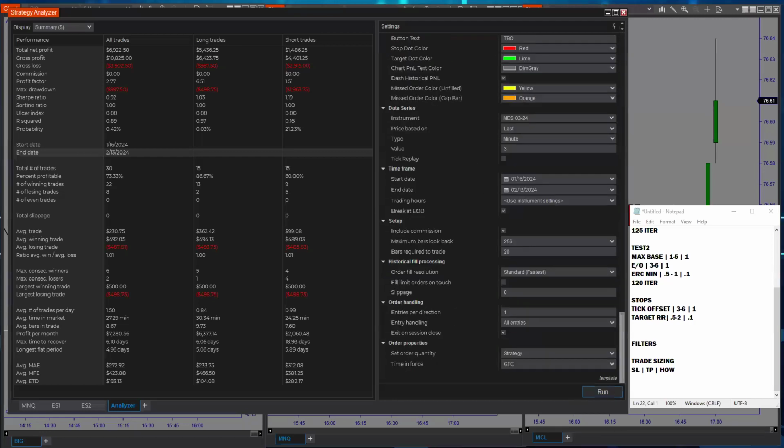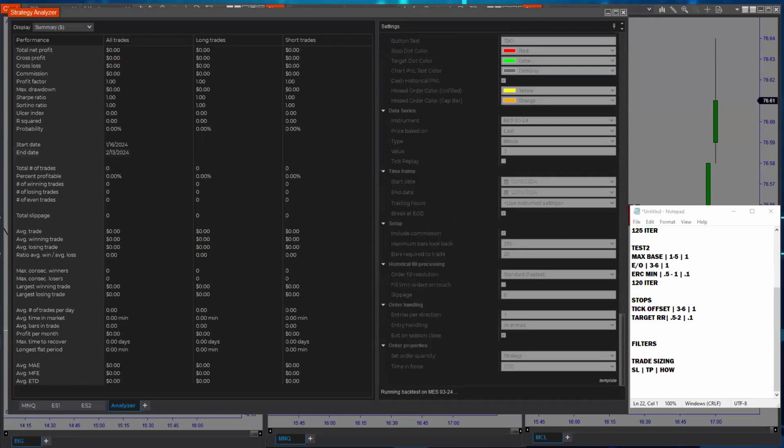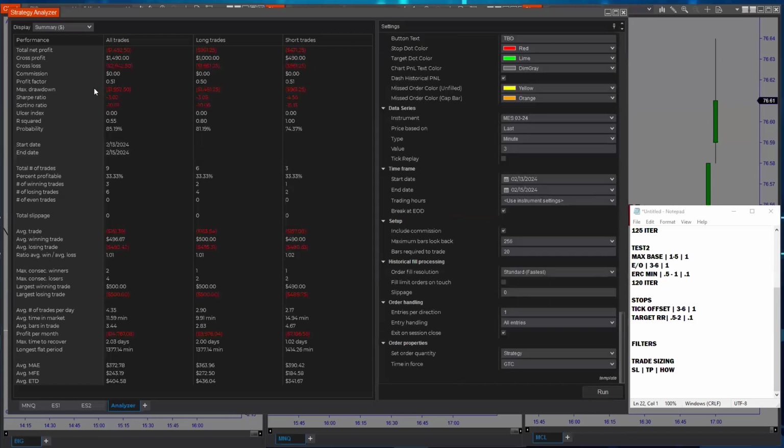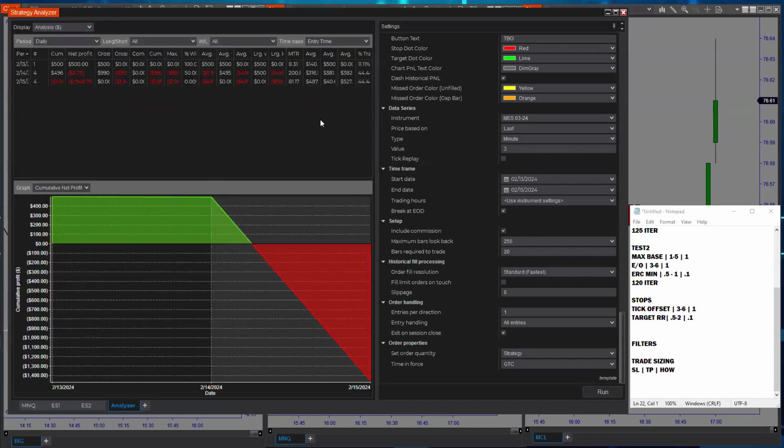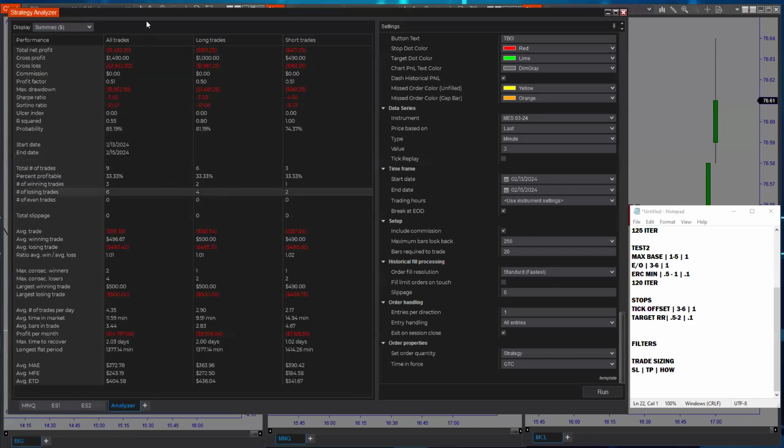So let's just see now. Did it take any trades in the last few days? I don't know. Yep. Took 9 trades. It's a good number of trades, actually. 3 wins, 6 losses. So maybe needs to be optimized some more. This is part of the process.